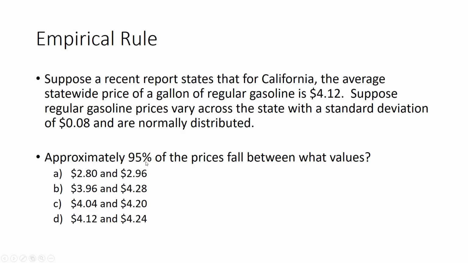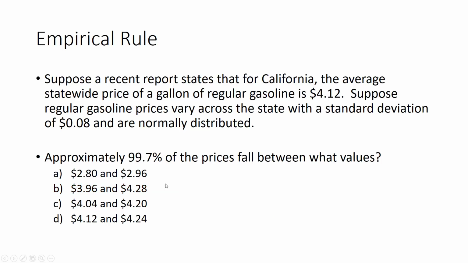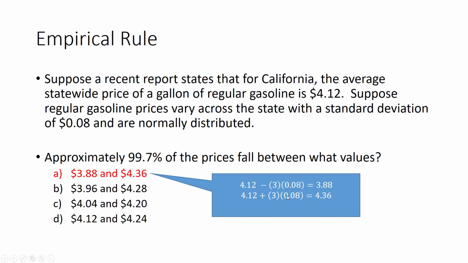If I want 95%, that means you want 2 standard deviations. So you just either add the standard deviation twice or you multiply it by 2. So 2 standard deviations would be between 3.96 and 4.28. And then finally, 3 standard deviations, you just multiply by 3. This is a very important rule that you understand. Okay, so you're going to see this type of information later with the standard deviation, so get this down now.